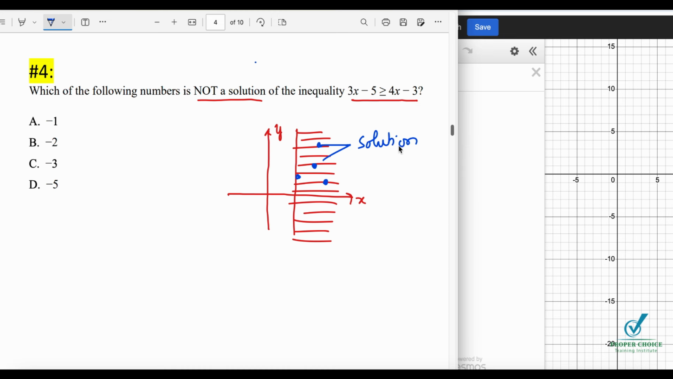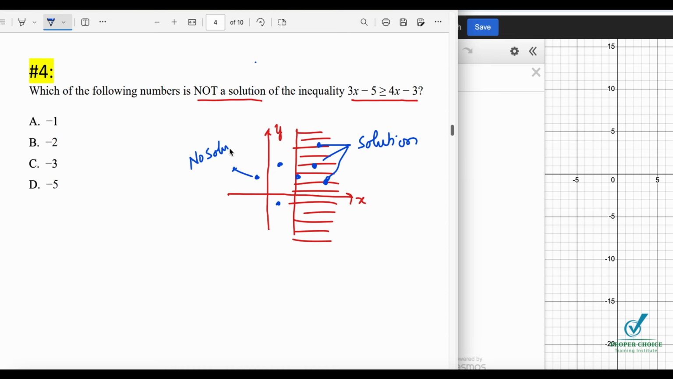Keep this in mind: that's the meaning of having a solution for the graph of an inequality and not having a solution. Any point within the range of the graph is a solution, and any point outside the range of the graph, we say has no solution.